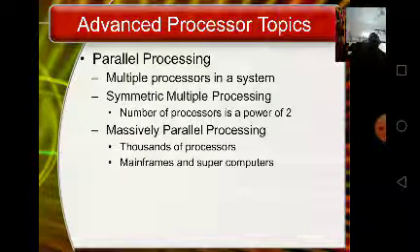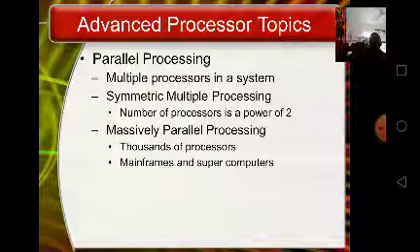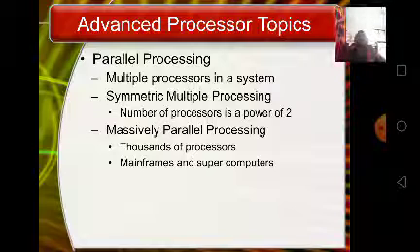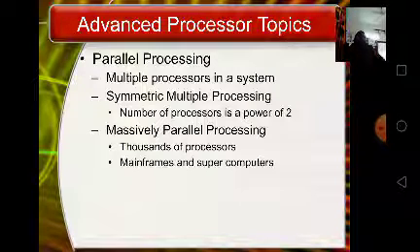Parallel processing is not a new idea in the minicomputer, mainframe computer, or supercomputer areas. Manufacturers have developed computers with hundreds or even thousands of microprocessors. Systems known as massively parallel processing, MPP, computers.